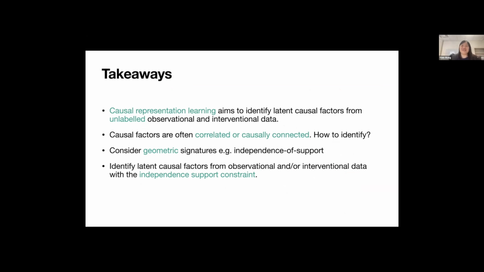So I want to close my talk with some quick takeaways. I hope I motivated the practical relevance of causal representation learning, where we aim to identify latent causal factors from unlabeled observational and interventional data. What this talk focused on is how to identify latent causal factors if they are not statistically independent, but just correlated or even causally connected. And it turns out the simple geometric signature of independent support, looking at the support of the data, which unfortunately involves no statistics, turns out to contain a lot of information that can help us identify latent causal factors from observational and interventional data.